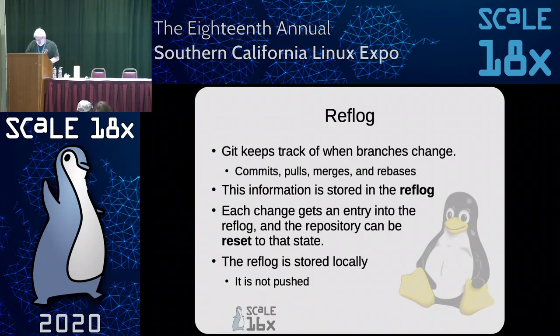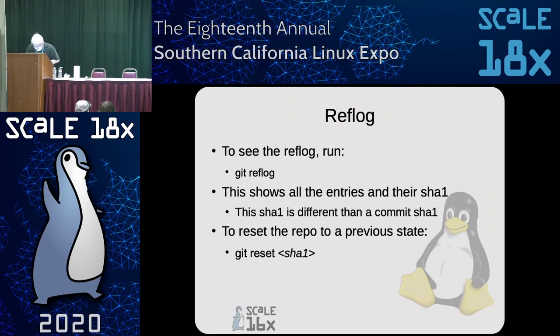All right, reflog. Reflog is something pretty cool. Git keeps track of when branches change, whether it's by commits, pulling, merging, whatever. This information is stored in the reflog. Each change gets an entry into the reflog, and the repository can be reset to that state. And the reflog is stored locally, it is not pushed. To see it, run git reflog, which shows all the entries and their SHA-1 hashes, which is a different hash than the commit hash, by the way.